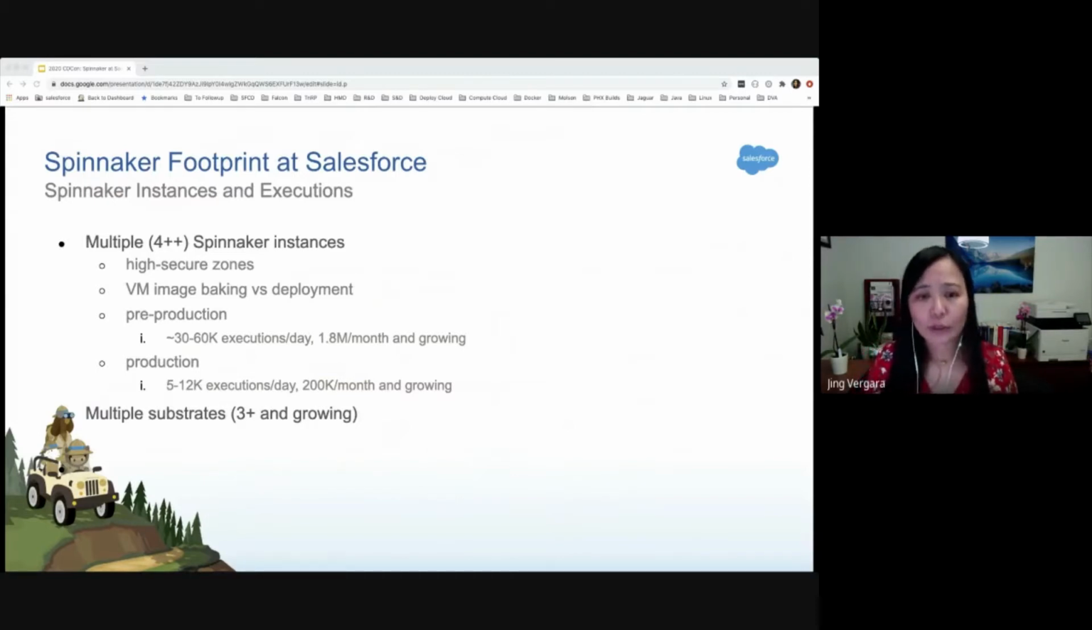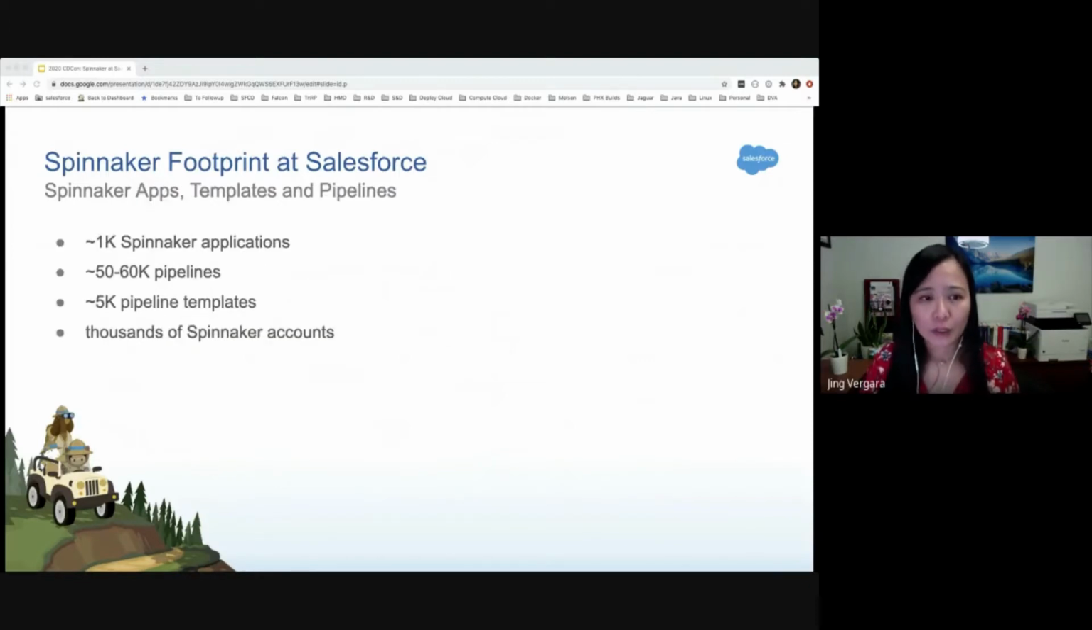Spinnaker, as we all know, supports different cloud providers. And at Salesforce, we use about 3 substrates or 3 cloud providers. We also have a lot of Spinnaker applications across all the different engineering teams within Salesforce. So we have about 1,000 of them.